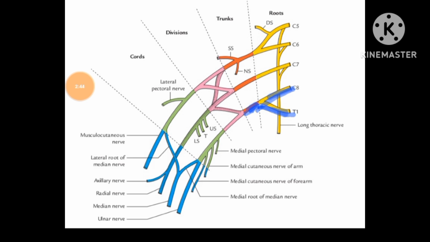Therefore, all the branches except ulnar have a root value of C8 and T1. The branches from the medial cord have a mnemonic of M4U. The 4 M's are medial pectoral nerve, medial cutaneous nerve of arm, medial cutaneous nerve of forearm, and the medial root of median nerve. Lastly, the U represents the ulnar nerve, which has the exceptional root value, that is, along with C8 and T1, the ulnar nerve has a root value of C7 also. So the ulnar nerve has a root value of C7, C8 and T1.